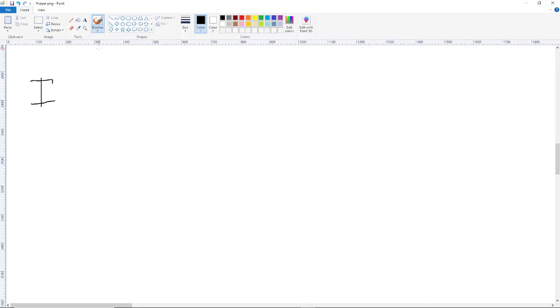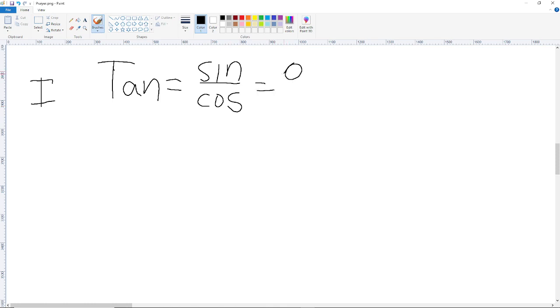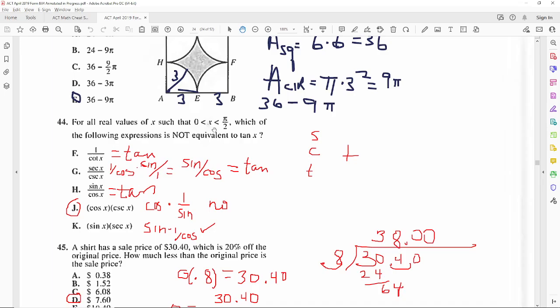And remember another ratio, I won't scroll up this time, but it's up there. Tangent equals sine over cosine. That's one way to write tangent. It also equals opposite over adjacent. So we can use either one of those to try to figure these things out.